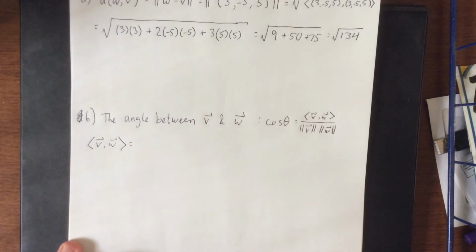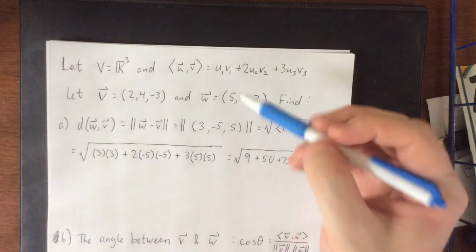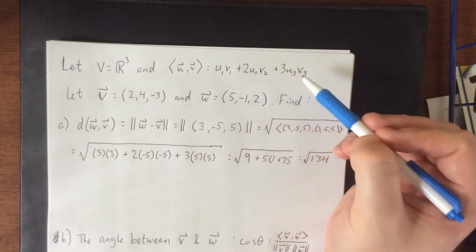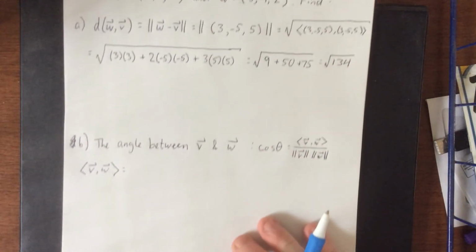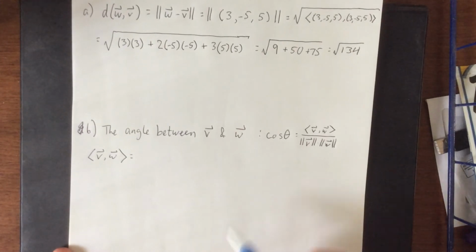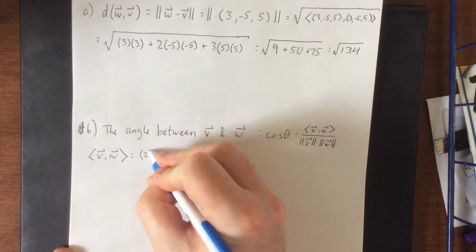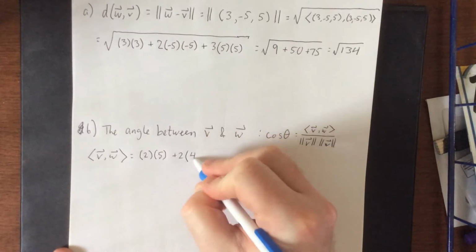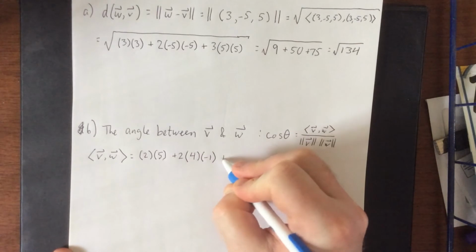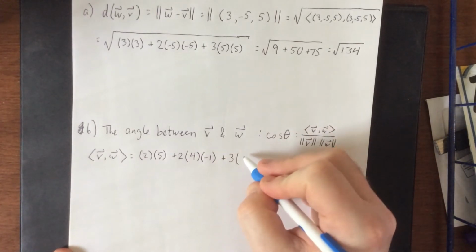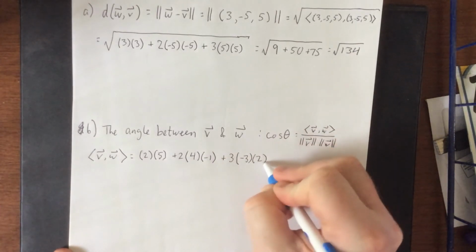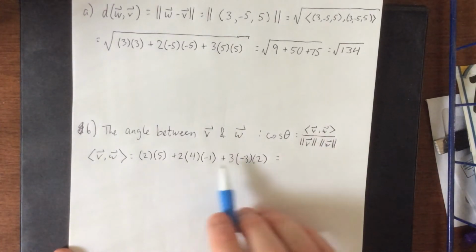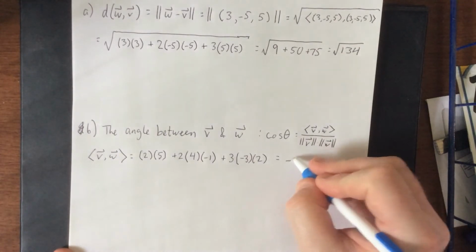Again, according to our non-standard inner product, we're going to be multiplying the first components together, doubling the product of the second components, and tripling the product of their third components. So with that in mind, first components multiplied together will be 2 times 5, plus 2 times the product of their second components, which is 4 times negative 1. And then 3 times the product of their third components, which is negative 3 times 2. That's going to be 10 minus 8, which is 2, minus 18 for a total of negative 16.